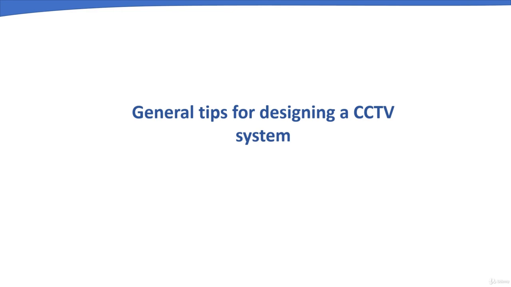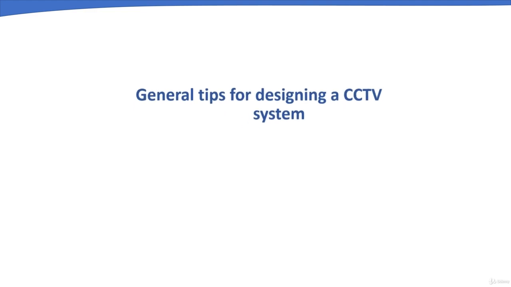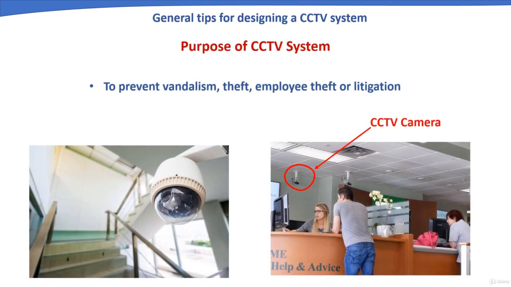In this chapter, we will learn about general things which we need to consider while designing a CCTV system. Purpose of CCTV system. As a CCTV designer, we must always ask the customer about the requirement and what is their purpose of installing a CCTV system. Is it to prevent vandalism, theft, employee theft, or litigation? This information will help us to select the cameras and their placement also.